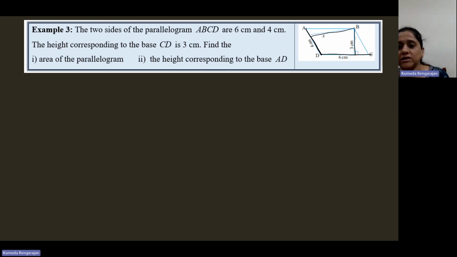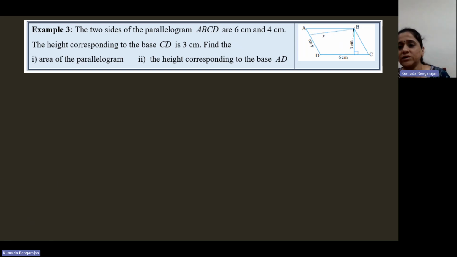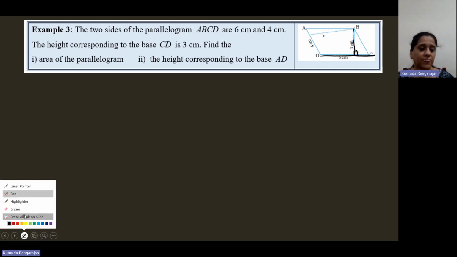See, you cannot take 4 centimeters as the base and 3 centimeters as the altitude. Any side can be taken as the base. But whichever side you're taking as the base, the altitude should land on that side. So supposing you take 4 centimeters as the base, you should not take 3 centimeters as the altitude, because that's not the corresponding altitude. So if you want to take 3 centimeters as the altitude, you must take 6 centimeters as the base. Is that part clear? Okay, I'll not be repeating this.